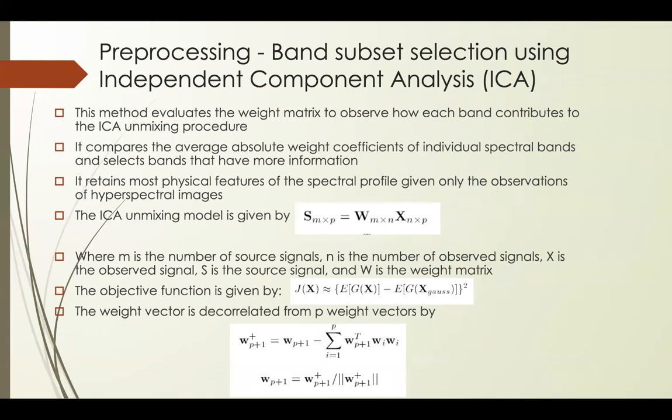The ICA unmixing model is given by S (m by p) equals W (m by n) times X (n by p), where m is the number of source signals, n is the number of observed signals, X is the observed signal, S is the source signal, and W is the unmixing matrix. The objective function is given by J(W). The weight vector is decorrelated from the previous p weight vectors using the following pair of equations, W_{p+1} and W_{p+1}.